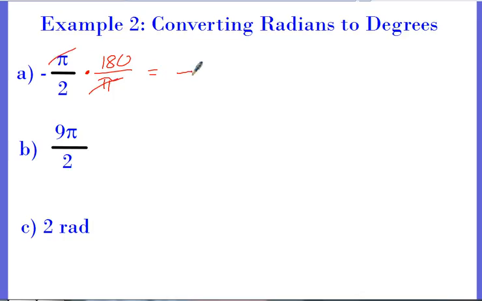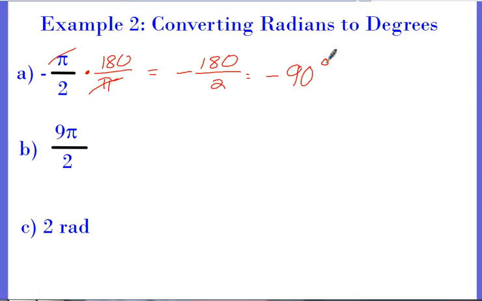So essentially it's a negative 180 over 2, which is what? Negative 90 degrees. Remember, we're going to degrees. So make sure you put that. If you don't put that, it's very confusing. You have to tell me this is in degrees. Okay?